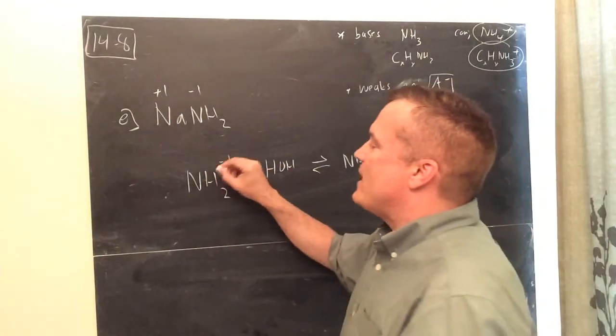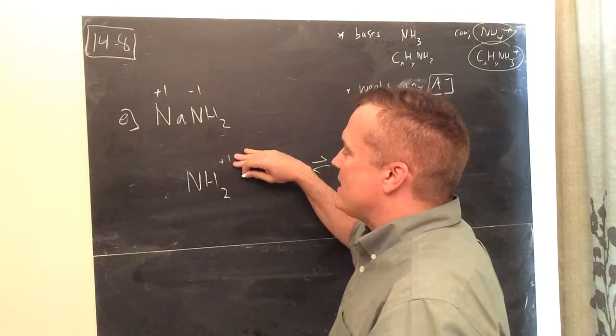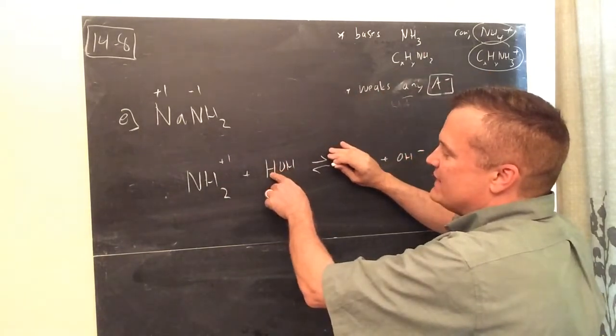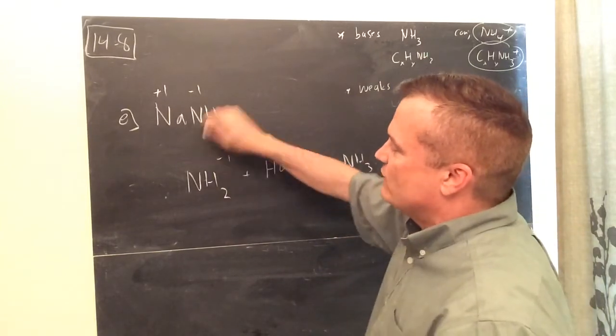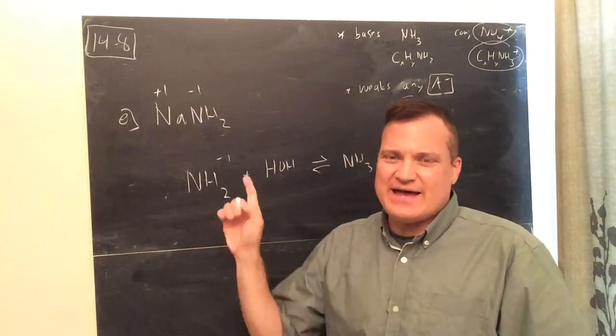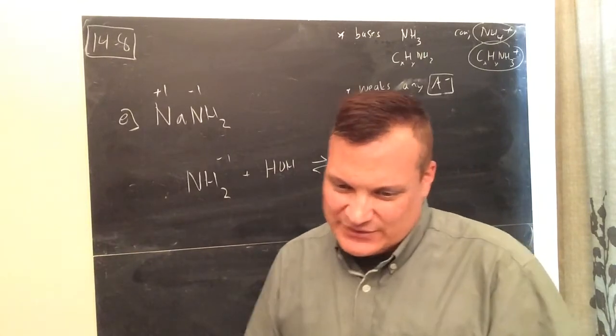Now, if this had been +1, and it's not, then it won't take an H away. It would give an H to that. It would be H3O. It would be acidic. But it's -1 there for sure. I don't think you're going to see that, but oh well. So I would show you that little bit.